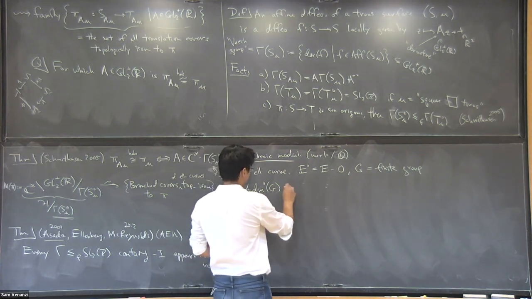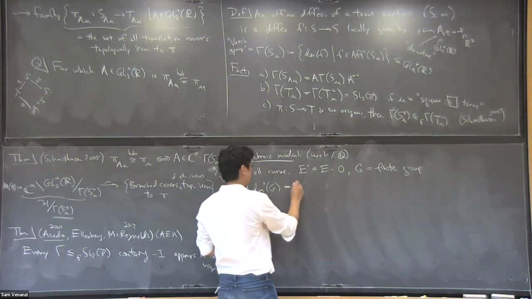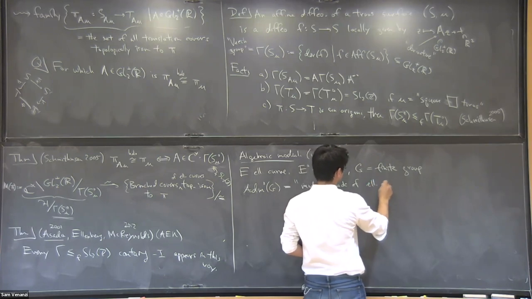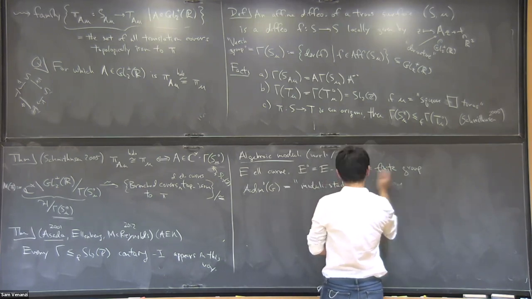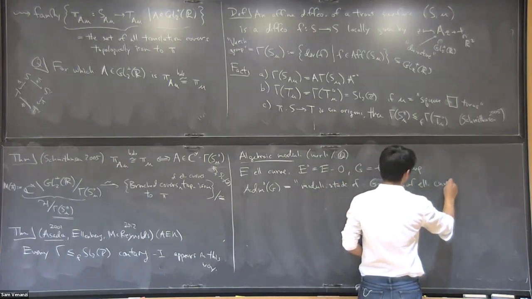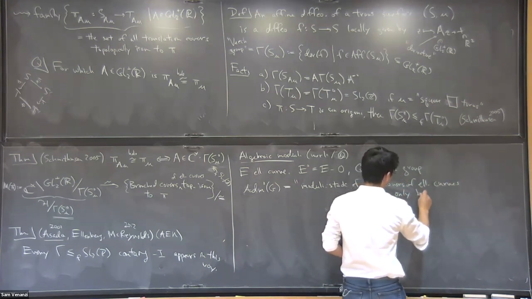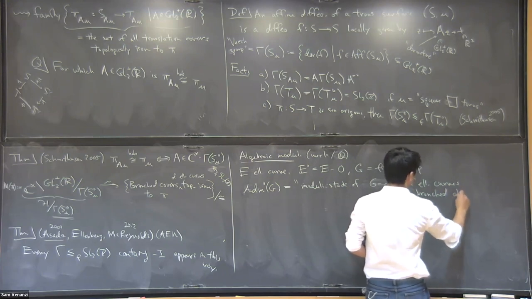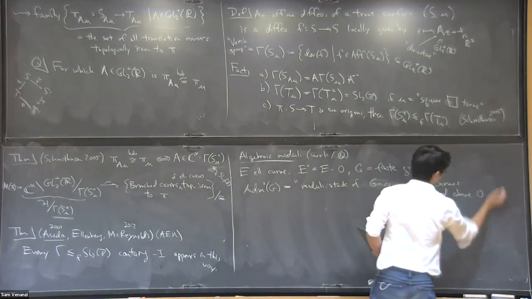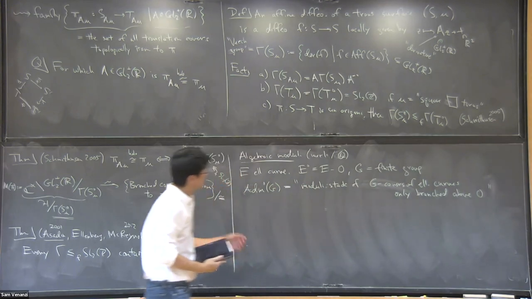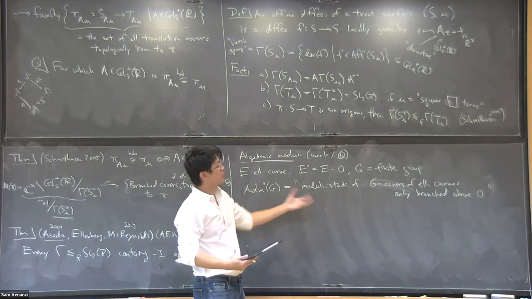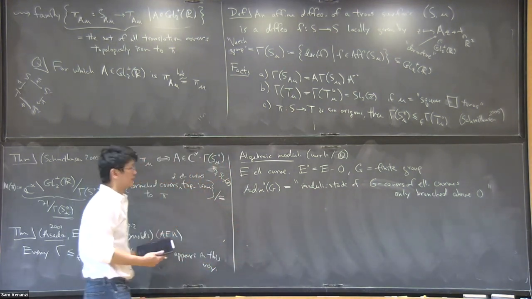Okay. So let ADM0G denote the moduli stack of elliptic curves of G covers of curves only branched at the origin. So here by G cover, for experts, I mean, in this case, it's a Galois cover of the elliptic curve, where we fixed an isomorphism between G and the Galois group of the cover.